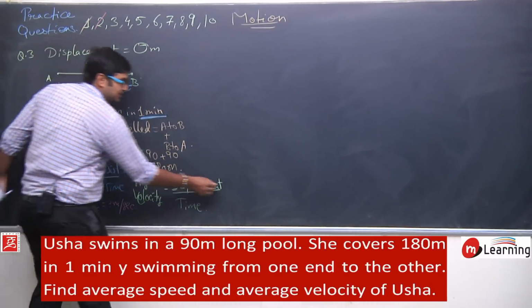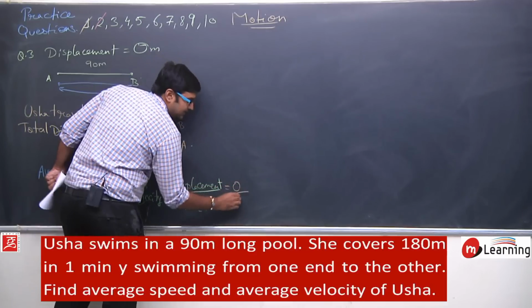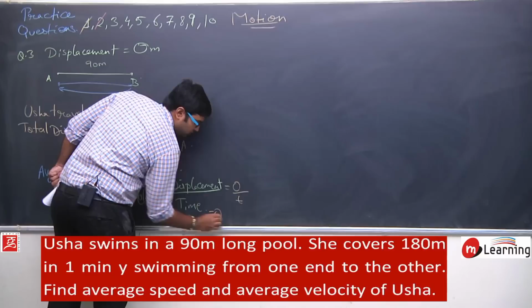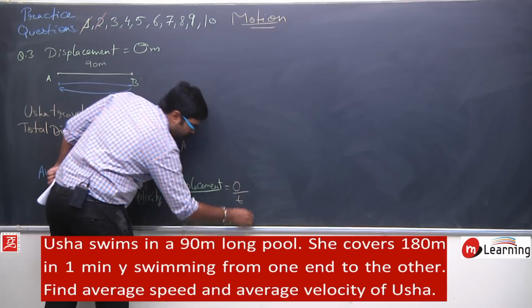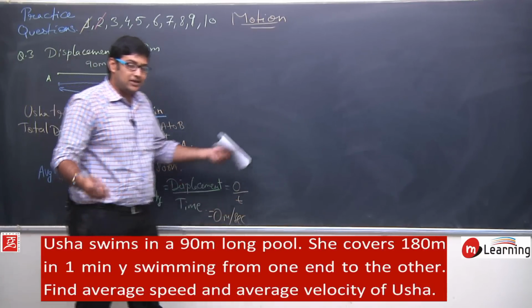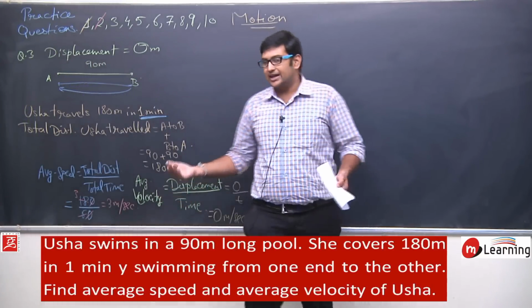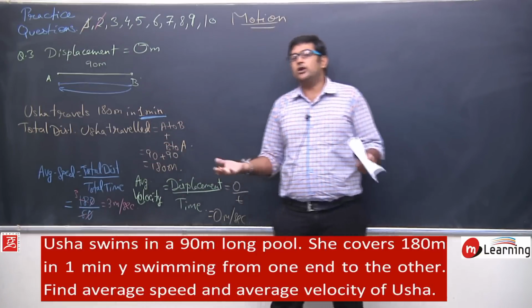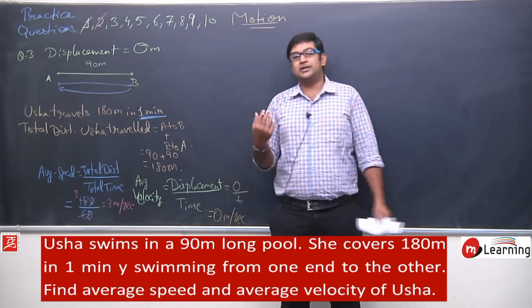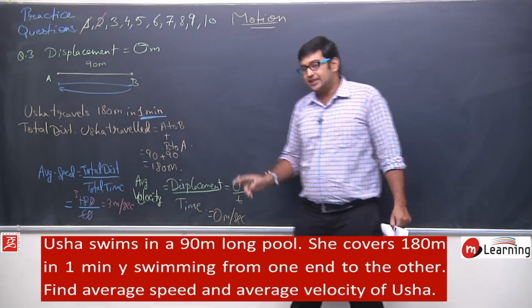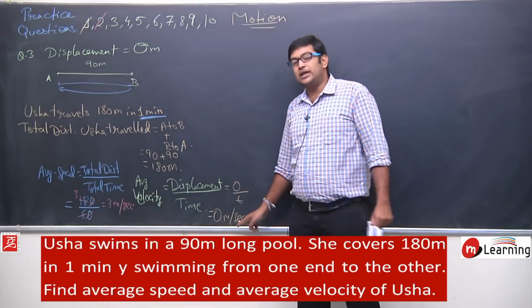Now if the displacement is 0, what will happen? 0 upon any time t will give you 0 meters per second. Time can be anything, it does not matter. Okay, the time is 1 minute only, but it does not matter because her displacement is 0. So we can see the average velocity comes out to be 0.